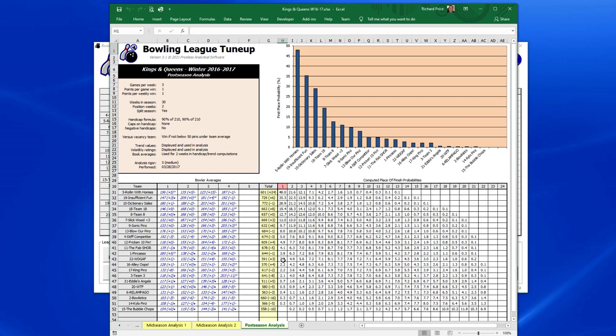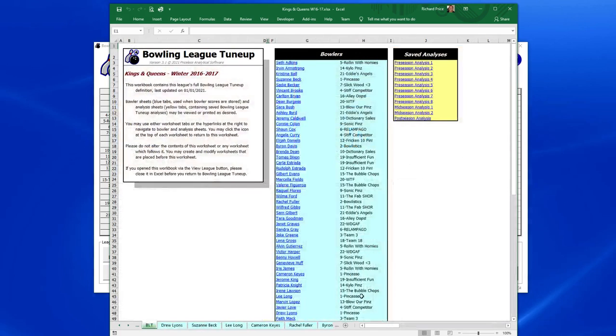As a result, these numbers down in column 1 add up to greater than 100%, because you're going to actually have 2 first place finishers in the split season unless the same team finishes in first place twice. So that's how you would read this graph. All right, let's go back to the cover sheet and look now at the bowlers section.